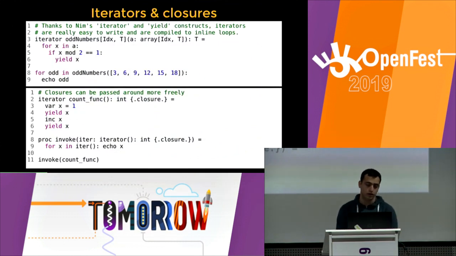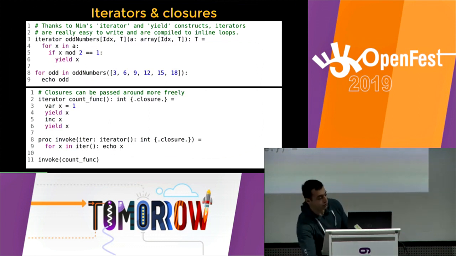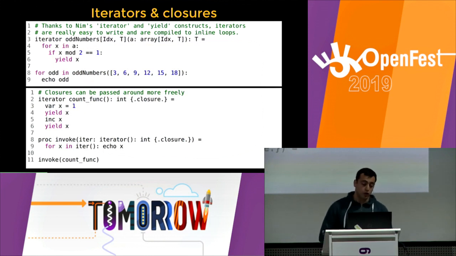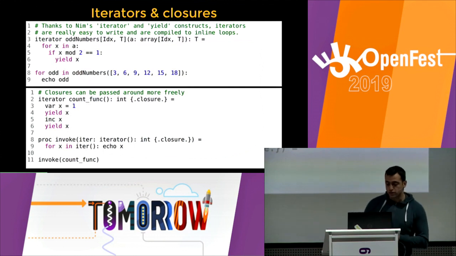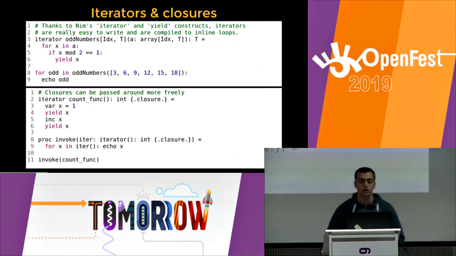Iterators. In this case, we're defining an odd numbers iterator, which basically will print all of the odd numbers in a sequence, and we can use it in a for loop. It's inlined and it's mostly performant. We can also have closures, which are actually stateful. So closure iterators have state with them. They are a resumable function which can be passed around, and the state can be preserved inside of it. And in this case, we can pass the count function into the invoke function, which accepts a closure iterator, and it can use it inside of it.